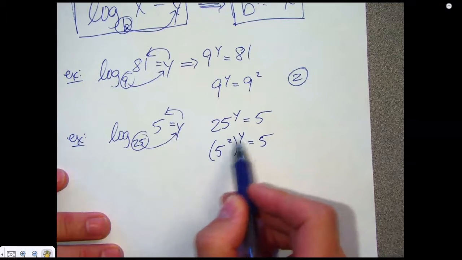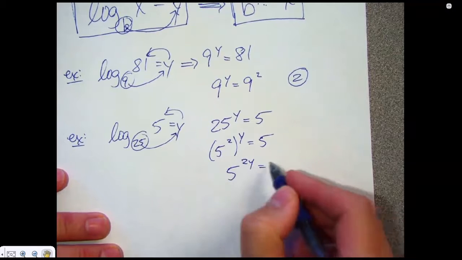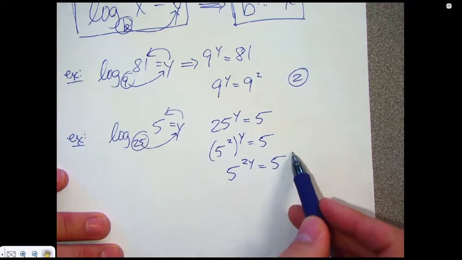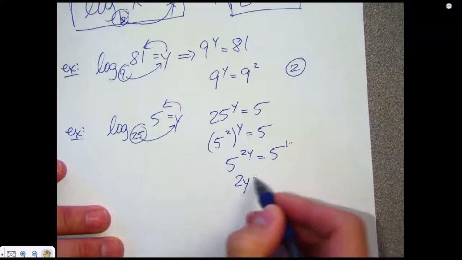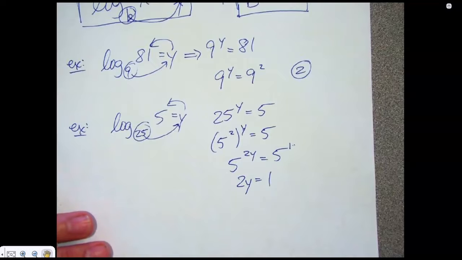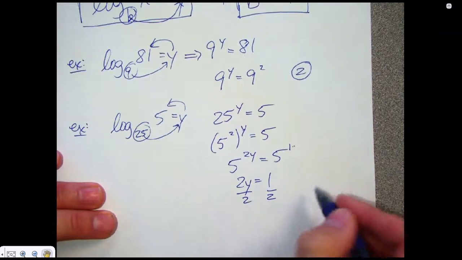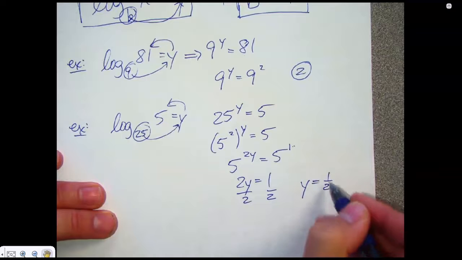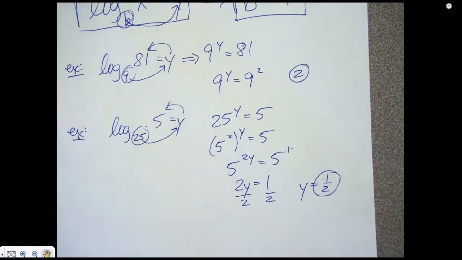Power to a power, what do I do with those? Multiply them, so that's 5 to the 2y, and then what power is really over here? There's a 1, right? And then the 5's cancel. 2y equals 1. Divide by 2, and you'd get y equals a half. And I think a lot of you up here were just like, well, it's a square root, so it's a half. And that's totally fine, but sometimes it's not that obvious, so you want to know the process also.